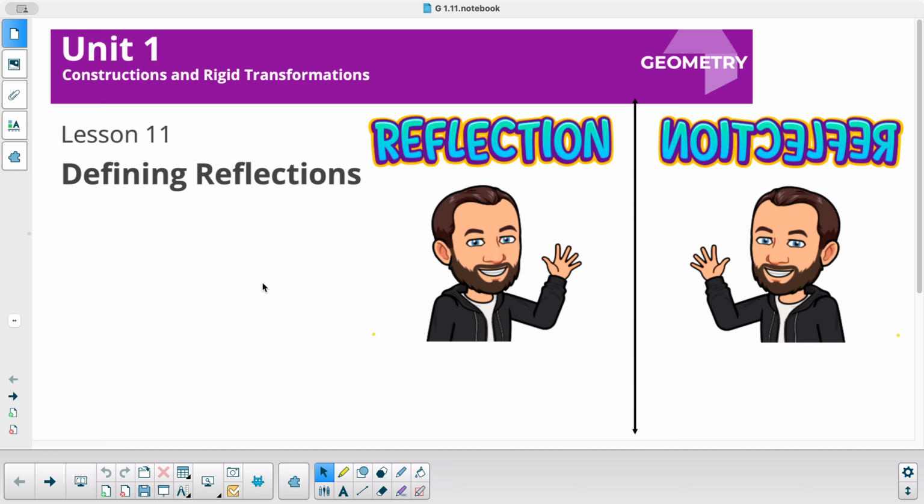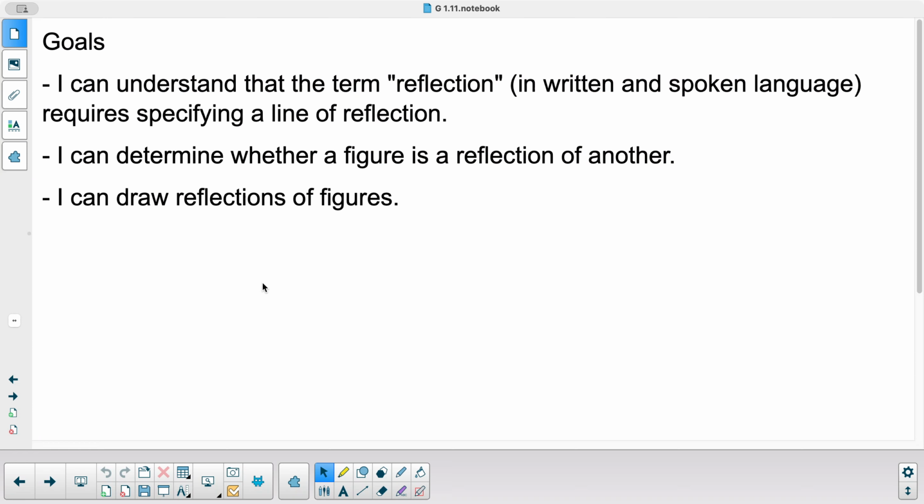Illustrative Math, Geometry, Unit 1, Lesson 11 is called Defining Reflections. So our goals today are: I understand that the term reflection, both written and spoken, requires specifying a line of reflection. I can determine whether a figure is a reflection of another, and I can draw reflections of figures.